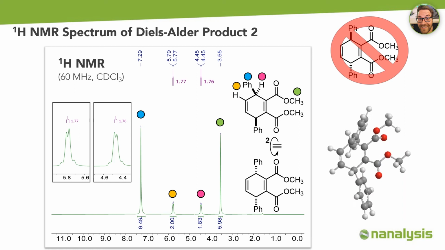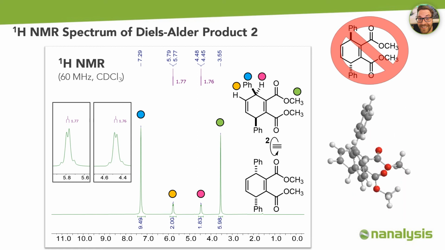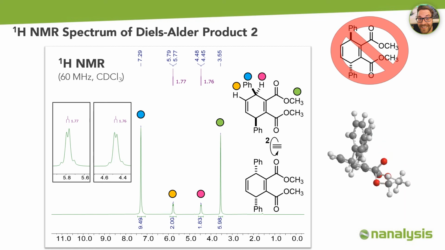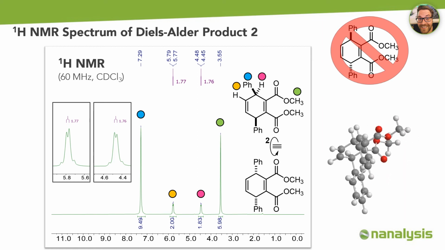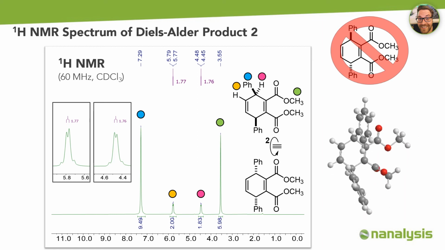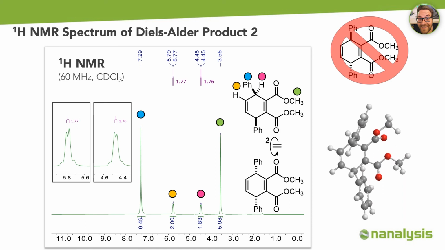If there were 2 diastereomers present, we would observe 2 signal sets in different intensities in the spectrum, as diastereomers can be differentiated by NMR spectroscopy. This observation perfectly agrees with the frontier molecular orbital theory, which we will look at in a few slides.